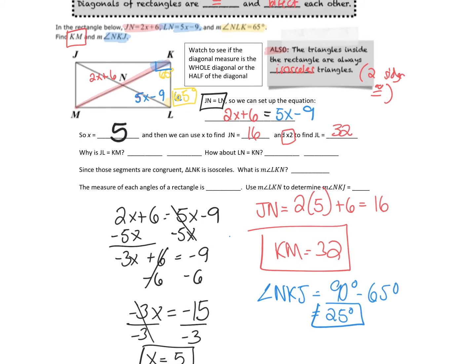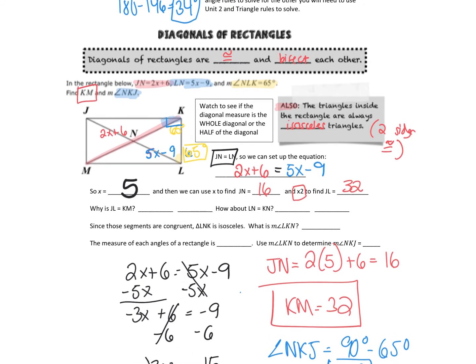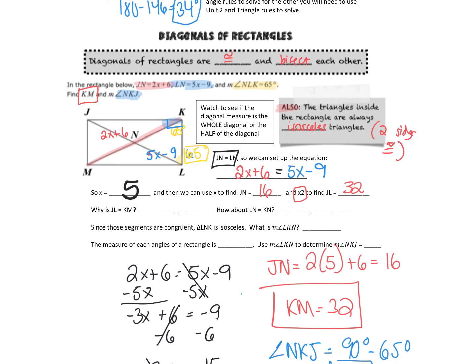These take quite a bit of work and quite a bit of knowledge, but you got to use these two pieces of knowledge in order to solve it. You got to use the fact that the diagonals in a rectangle are equal to one another and they bisect one another. And you got to use the fact that the diagonals make isosceles triangles. So make sure you pay attention and take your time with this one.